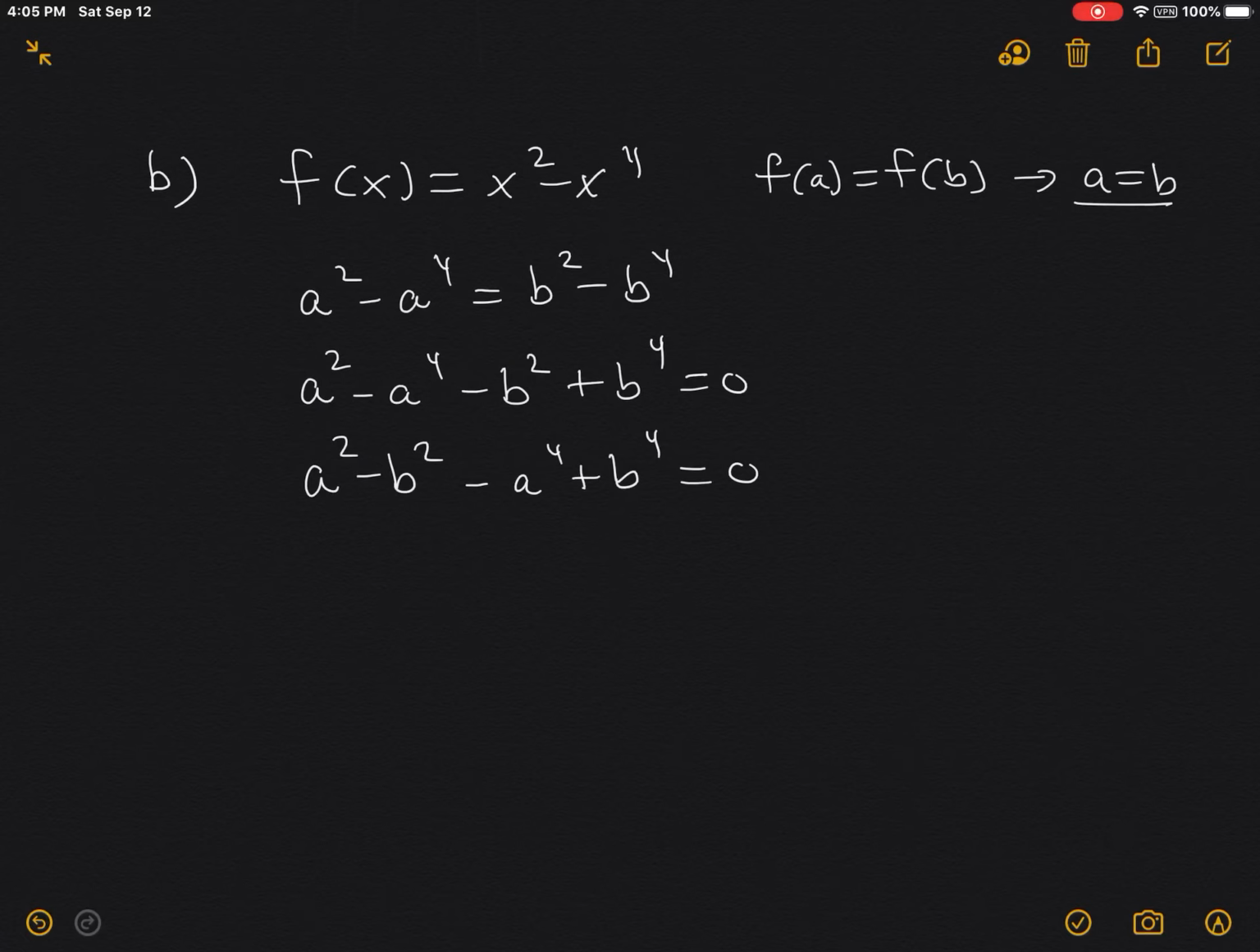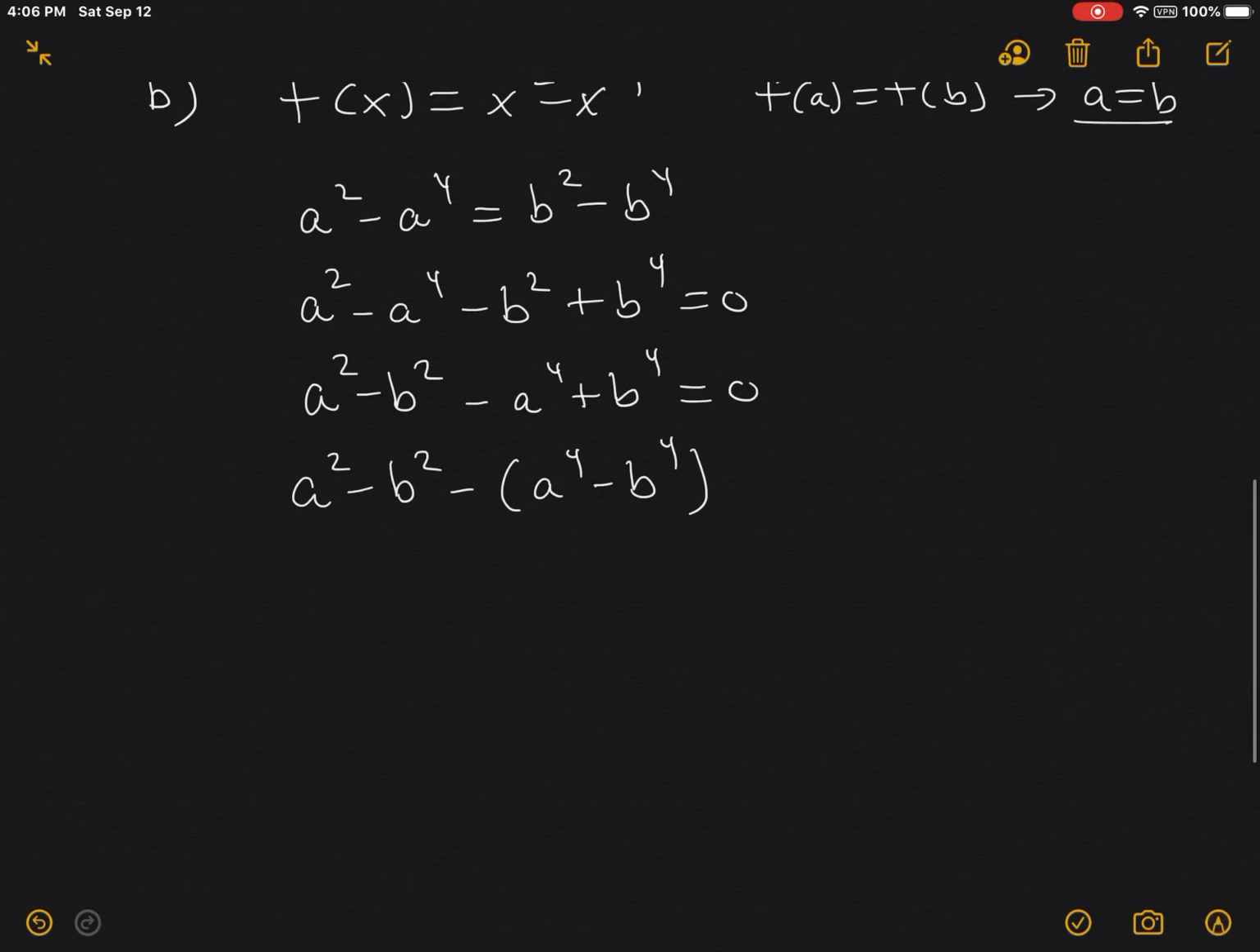Now I'm going to keep my a squared minus b squared. You already know that's a difference of two squares. But between these two terms, what I'm going to factor out is a negative 1. So I'm going to factor out a negative 1 between these two terms, and I'm going to have a to the fourth minus b to the fourth. Hopefully you can see that this is a difference of two squares pattern. This is a squared squared minus b squared squared, that's this pattern right here.